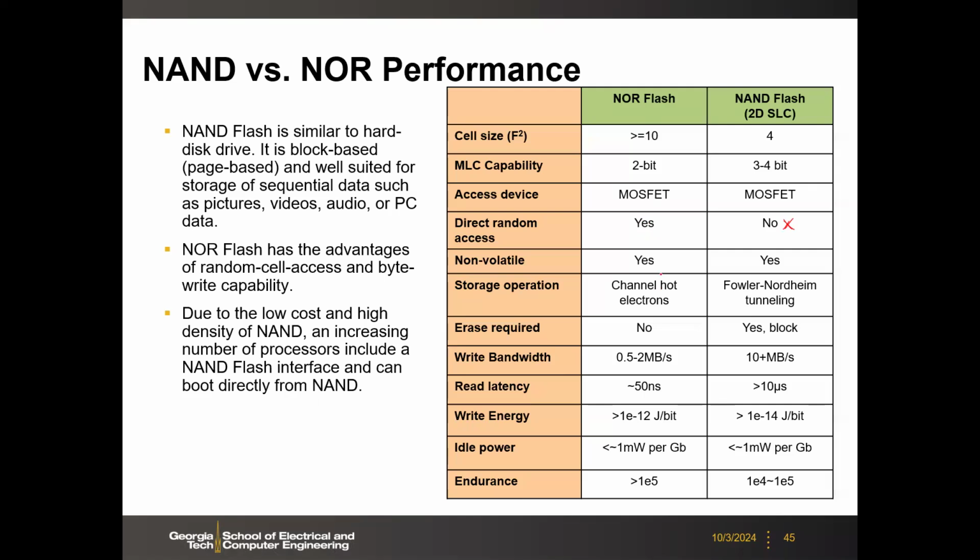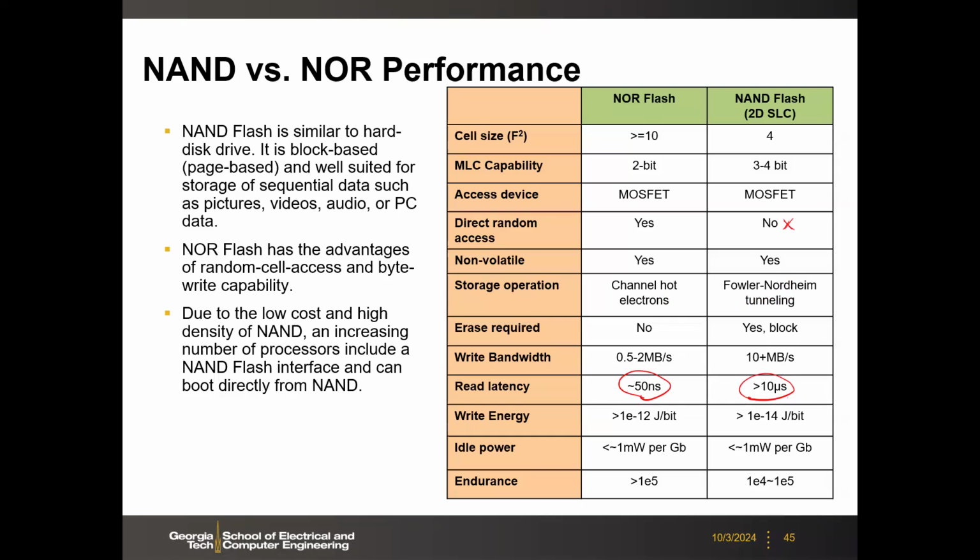And then the programming mechanism is also different. NOR flash uses channel hot electron, NAND flash uses FN tunneling, right? So the key difference is the read latency. If you look at bandwidth, NAND flash is actually faster, because it operates on a large page, and you can do them simultaneously. So from the bandwidth point of view, it's okay. But the latency to get the data is very slow, okay?